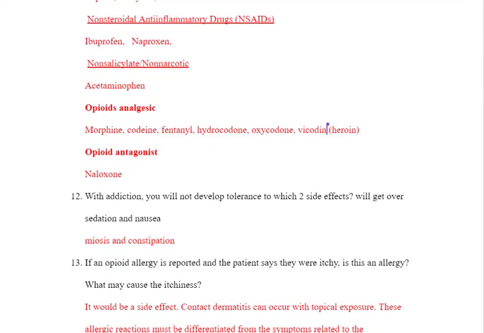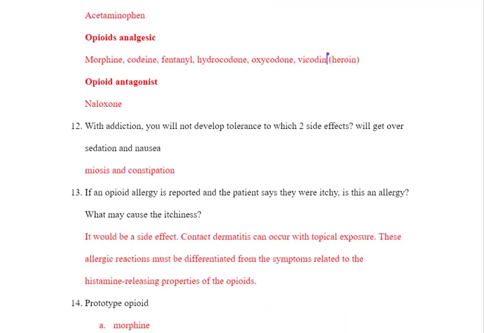With addiction, they will still always have miosis, those pinpoint pupils, and constipation. So if the person reports they were itchy, most of the time that does not indicate they're allergic. If they indicate swelling in the airway and their tongue, that indicates allergy. Itching only with opioids is related to histamine release.